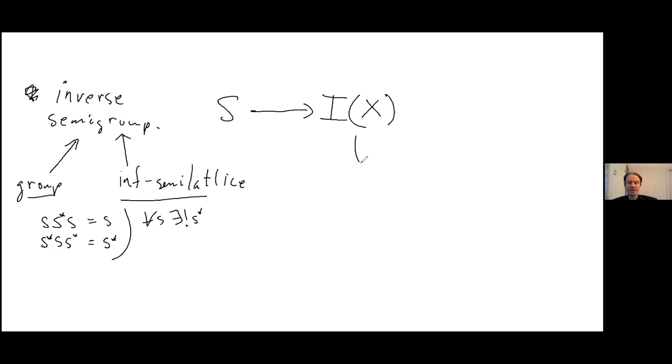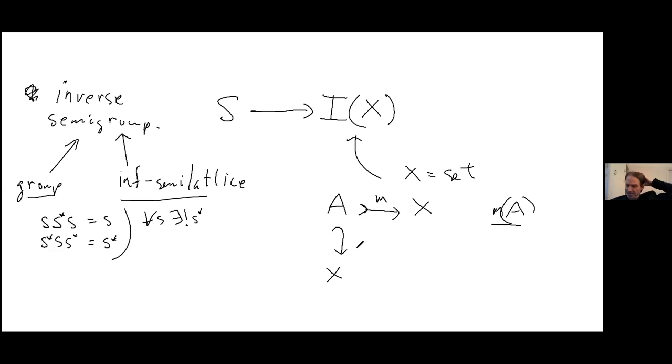So what is IX here? If X is a set, then this is an inverse semigroup. It consists of all partial bijections from the set X to itself. So you may picture that as a subset A of X mapped by a monomorphism back to X. So it's a partial bijection on X. It's a bijection between A and its image M of A. A thing like that is an element. It's called the symmetric inverse semigroup on the set X. There's no more structure than that.